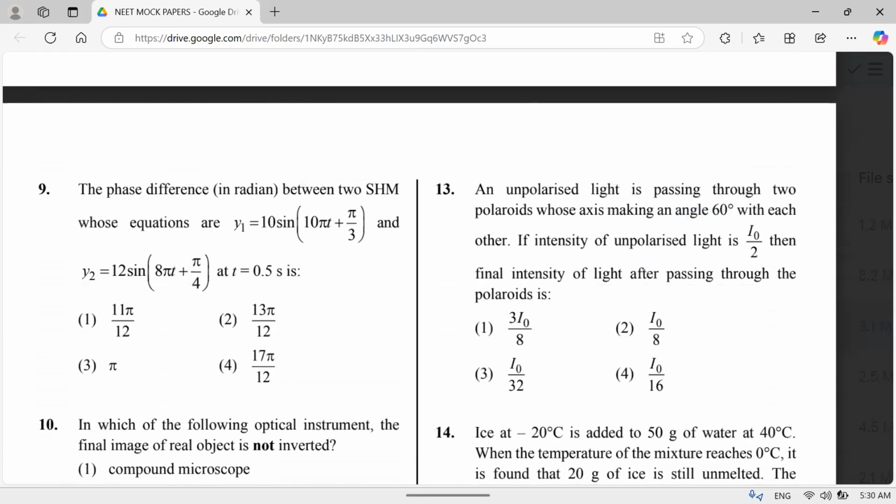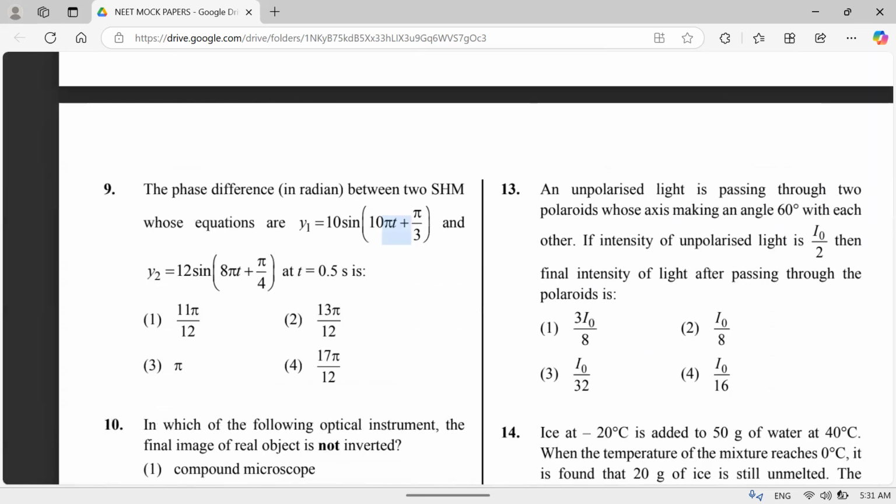Question number 9: the phase difference between the two SHM whose equations are y1 and y2 will be equal to how much? This is your phase. So what is the phase for the first? Phi1 is equal to 10 pi t plus pi by 3. And for the second equation, phi2 is equal to 8 pi t plus pi by 4. The phase difference is delta phi, equal to phi1 minus phi2.